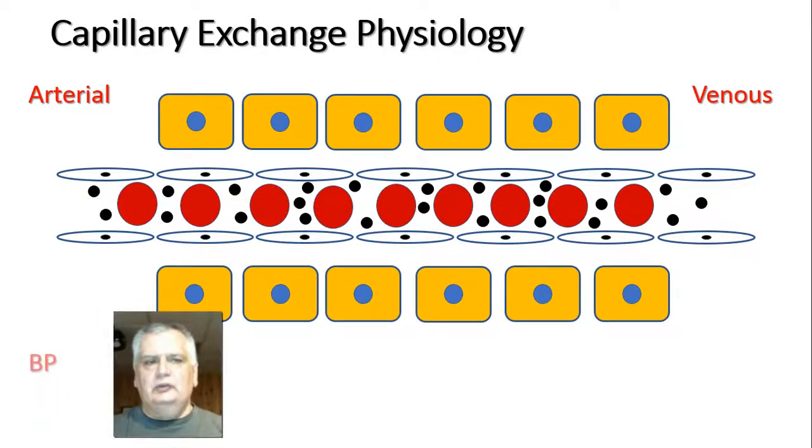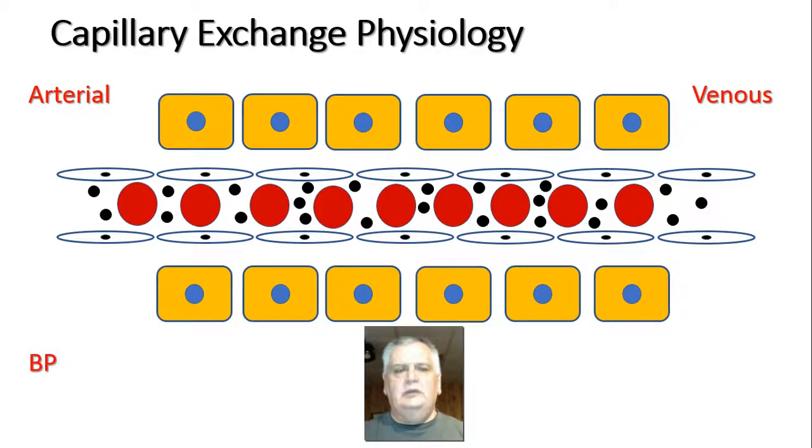Let's take a look at two factors that actually affect capillary exchange. The first factor is blood pressure. And we note that the blood pressure on the arterial side of the capillary is higher than it is on the venous side of the capillary. That's because as we move across the capillary from arterial to venous side, we're getting further and further away from the heart. The heartbeat provides the force that pushes the blood through the capillary. The further you are away from the heart, the lower the blood pressure is going to be because you're further away from the force that's pushing the blood through.